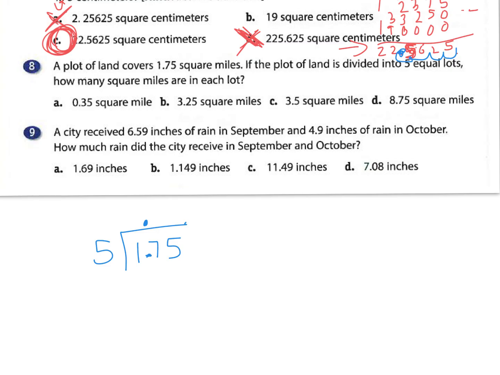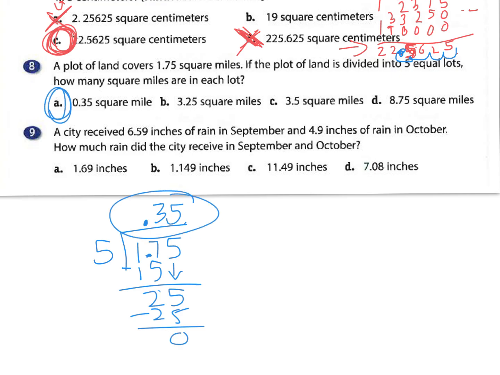5 doesn't go into 1. 5 goes into 17 3 times. 3 times 5 is 15. Subtract. Bring down that 5. 5 goes into 35. Sorry, I subtracted wrong there. We got to fix this. 7 minus 5 is 2. Sorry, 5 goes into 25 5 times. 5 times 5 is 25. Then we have no remainder, so our answer is 0.35 square miles. That is A.